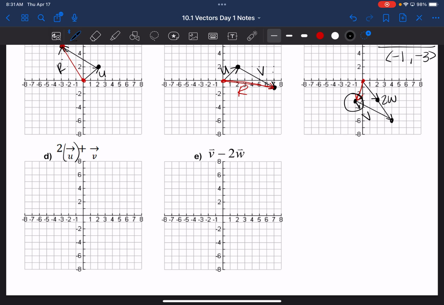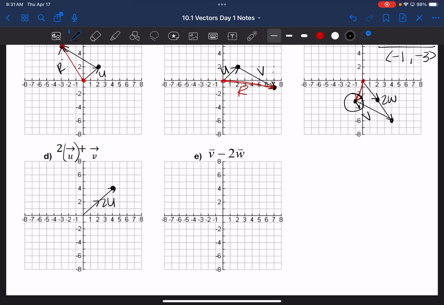All right, looks like most of you guys have that. So on part D, the first thing I would need to do is double u. Like go 2 places in the u direction, or if you're doing it mathematically, just multiply it by 2, right? And so instead of just going over 2 and up 2, I'm going to go over 2 more and up 2 more, which is going to put me at (4, 4), right? So from here to here, here to here. So this would be our 2u, okay?